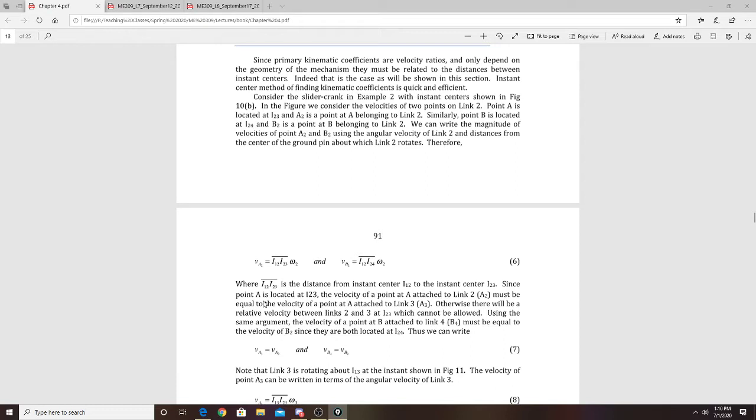Since point A is located at I23, the velocity of a point at A attached to link 2 must be equal to the velocity of a point A attached to link 3, A3. Otherwise, there will be a relative velocity between links 2 and 3 at I23, which cannot be allowed because that is where they are connected. Using the same argument, the velocity of a point at B attached to link 4, B4, must be equal to the velocity of B2 since they're both located at I24. Thus, you can write VA3 equals VA2 and VB4 equals VB2.